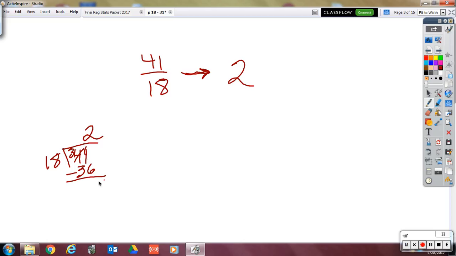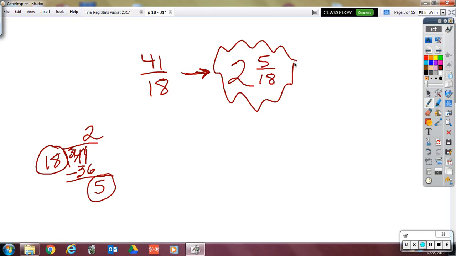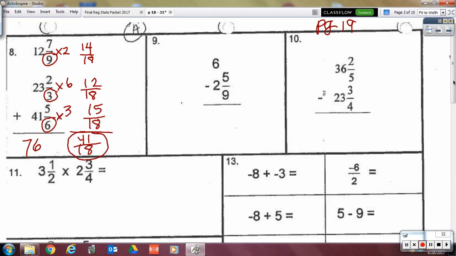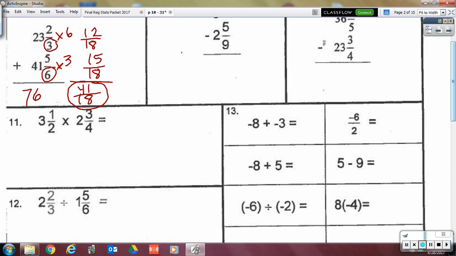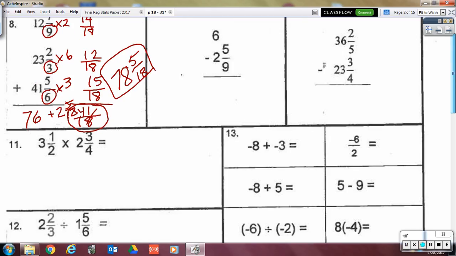I subtract. And then I got to borrow. So my remainder is 5 on top of 18. So 2 and 5 over 18s. So then I take this and I combine it with what the whole numbers are on the front. So that means this is now going to be 78 and 5/18, because I add the 2 and 5/18 to it. All right. So common denominator when you're adding and subtracting. Common denominator when you're adding and subtracting.